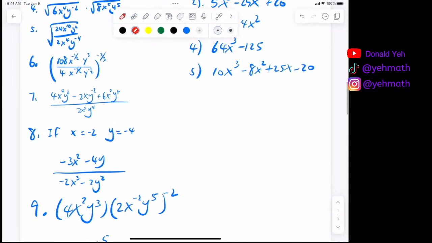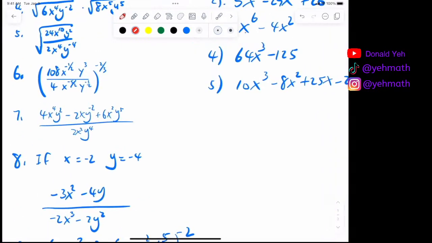6. I love 6 because I've been putting it on homework for a while. So we talked about this yesterday. This can simplify here. So that is going to be, I believe, 27 if I do my math right. x to the 2, I believe. y to the 7.5 and negative 2/3.